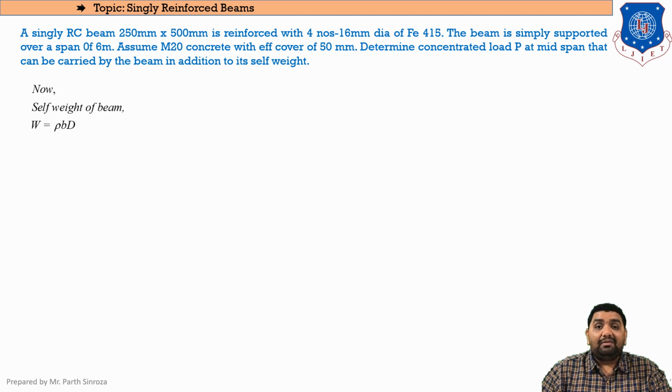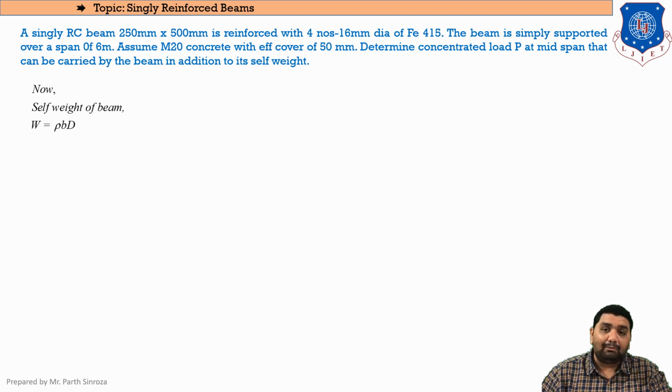Keep in mind, whenever we are calculating the value of our self weight, we will always focus on the overall depth, that is our capital D. Don't substitute the small d value here. Why so? Because in the cover portion also concrete is present, and concrete carries weight here. For design purposes, for the load transfer phenomenon, the bottom cover portion is not included, but whenever you are finding the weight of the section, this cover is to be included.